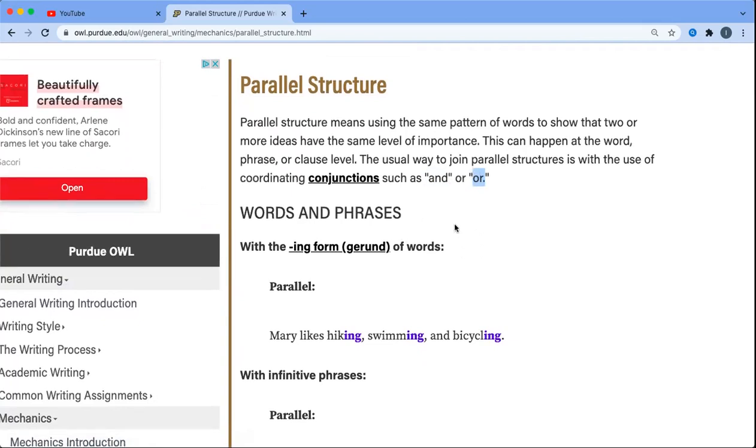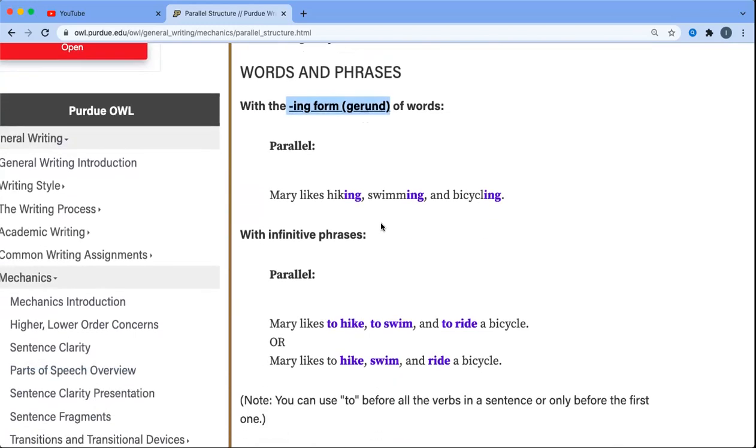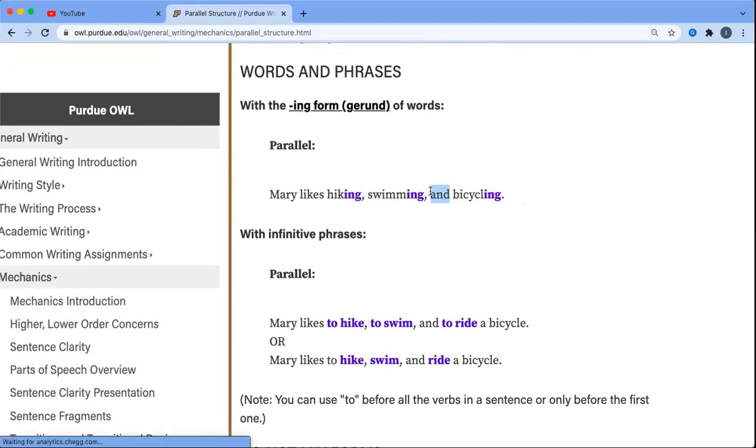I'll give an example. You have words and phrases like the -ing form, which is called a gerund. A gerund by nature is a noun. In your sentence after "likes", you say, Mary likes hiking, swimming, and bicycling. This sentence is balanced. In the presence of "and", before and after, you have the same types of word, the same parts of speech. For example, -ing form in hiking, -ing form in swimming, and -ing form in bicycling.